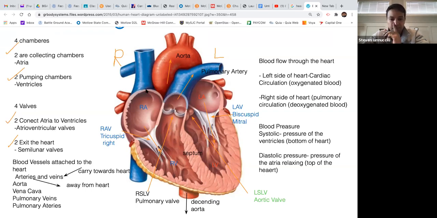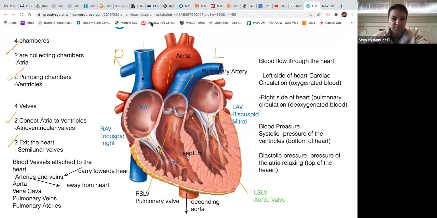Then we see this big blue blood vessel here and this big blue blood vessel here underneath the heart, okay? So let me get my arrows again. This is called the superior vena cava.